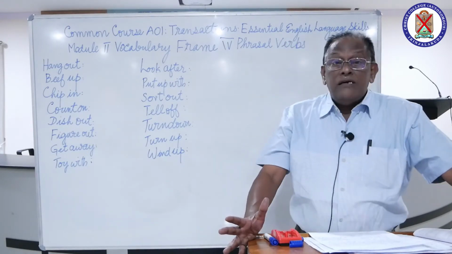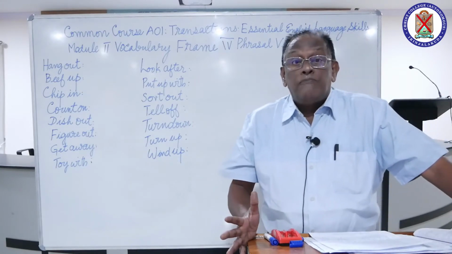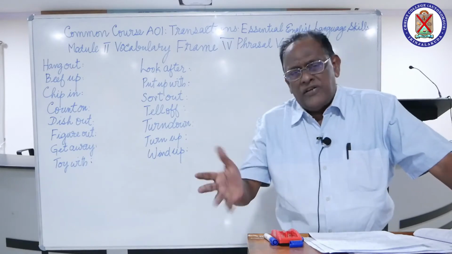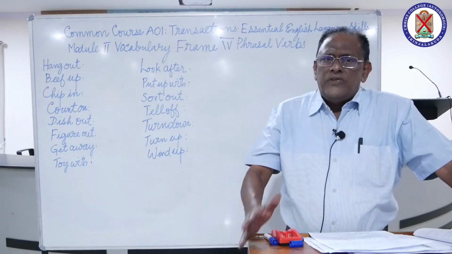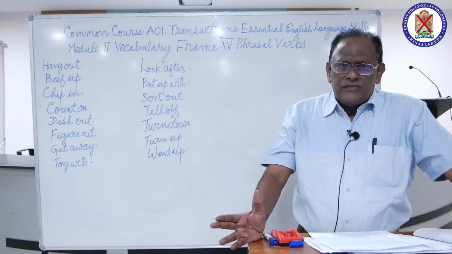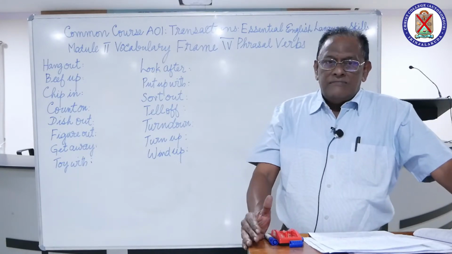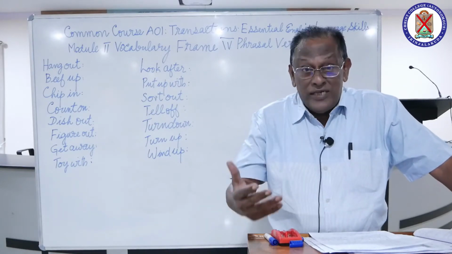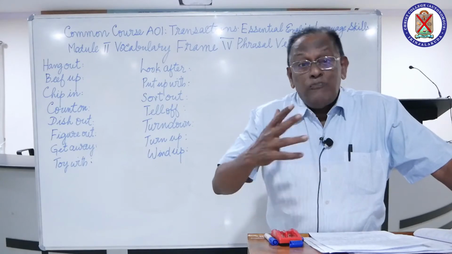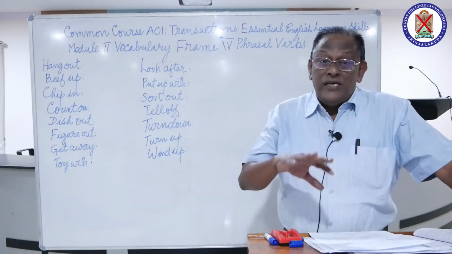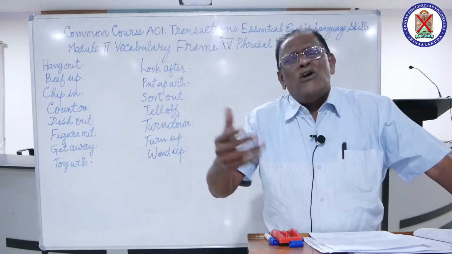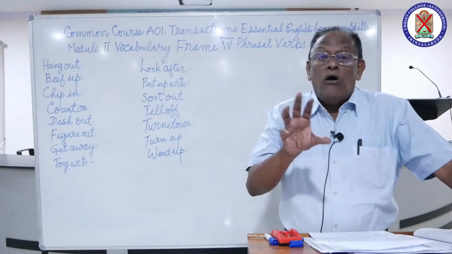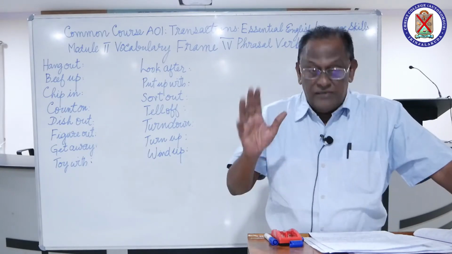Now another phrasal verb with put is put up with. Put up with means tolerate. Though the teacher was very strict in the class, the students tried to put up with him. The students tried to put up with him, tolerate him, poor man, let him live. That is the meaning of the phrasal verb put up with.